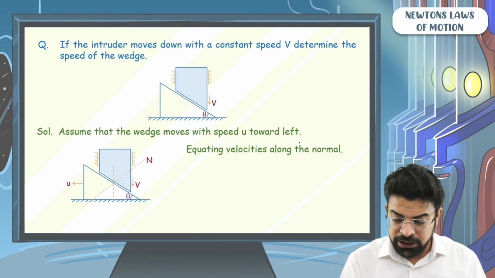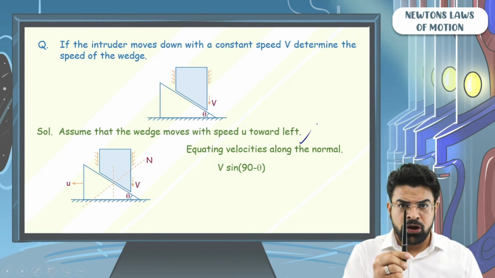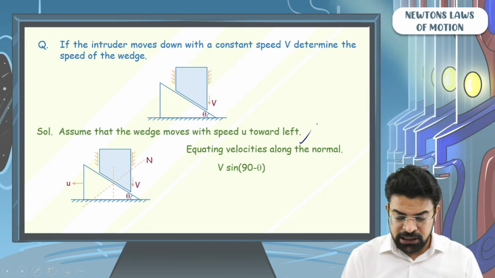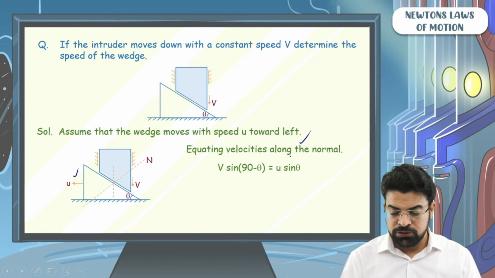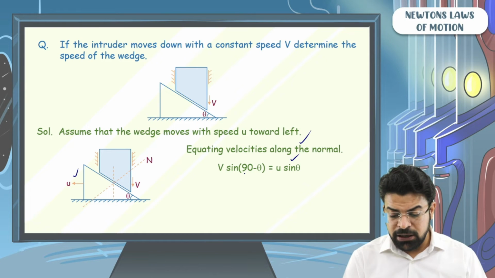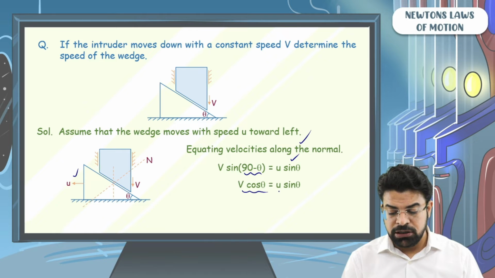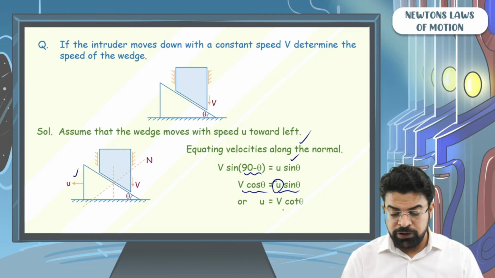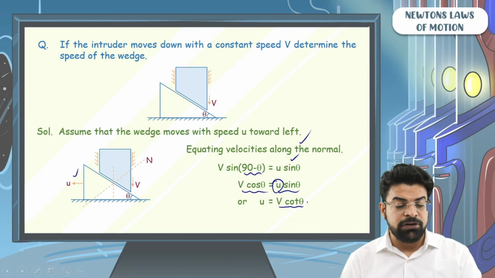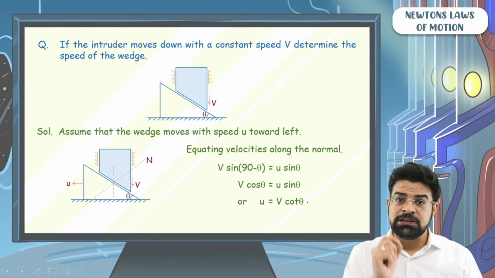So equating the velocities along the normal, the velocity of intruder along the normal will be v sine 90 minus theta, and this has to be equal to the velocity of wedge along the normal, that will be u sine theta. Sine of 90 minus theta can be written as cos theta, so you can simply write v cos theta equals u sine theta. So the velocity of wedge u has to be equal to v cos theta by sine theta, which becomes v cot theta.